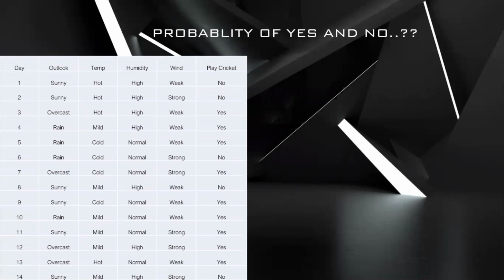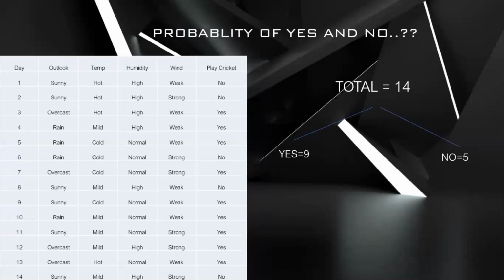You can clearly see here, friends, in the column of play cricket, there are yes, no, yes, no, yes. Okay, so there are a total of 14 days. In these 14 days, on 9 days I can play cricket, followed by 5 days on which I cannot play cricket.